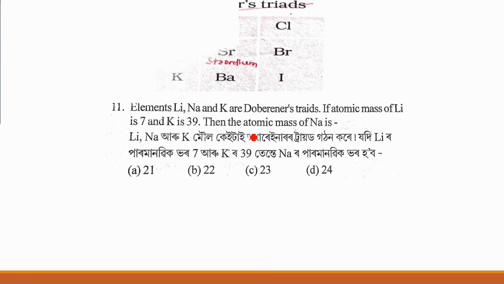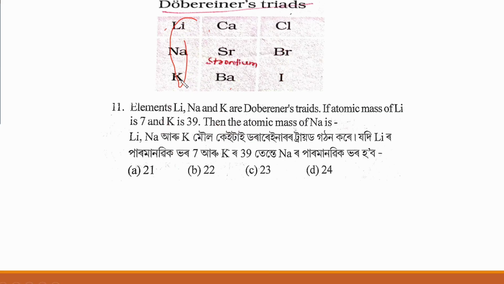Dear students, you know what Dobereiner's triads are. Dobereiner identified 3 triads: lithium, sodium, potassium; calcium, strontium, barium; chlorine, bromine, iodine. This is a triad of Dobereiner. So lithium, sodium, and potassium.